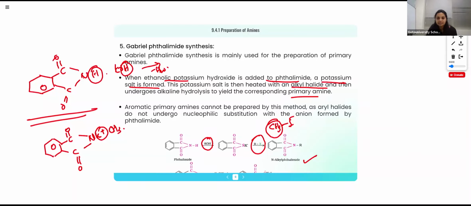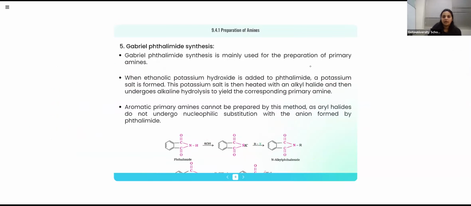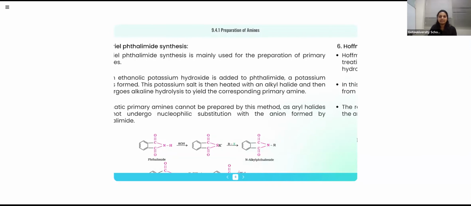Okay, understood, right? Yes. Now, aromatic primary amines cannot be prepared by this method as aryl halides do not undergo nucleophilic substitution with the anion formed by phthalimide. So aromatic primary amines we cannot prepare by this method. Only aliphatic, meaning the normal ones. Got it? That is called the Gabriel phthalimide synthesis. So this is used for the preparation of primary amines. Got it? Yes.